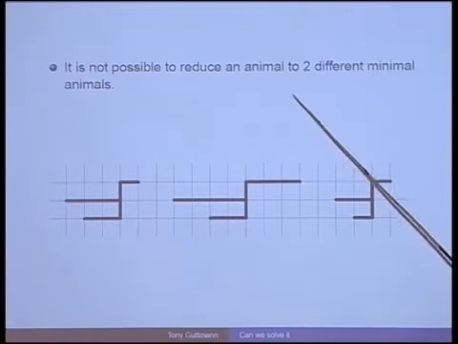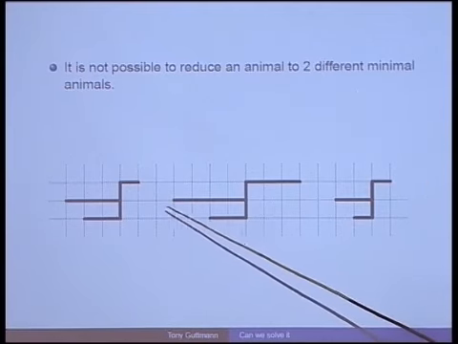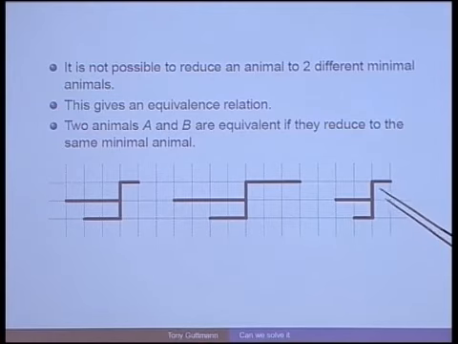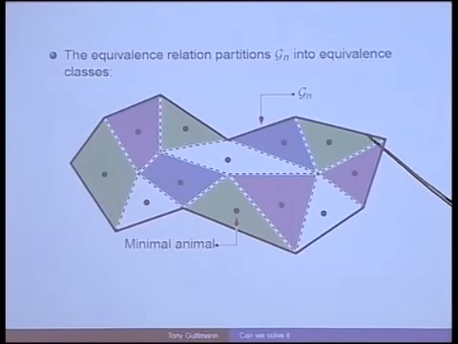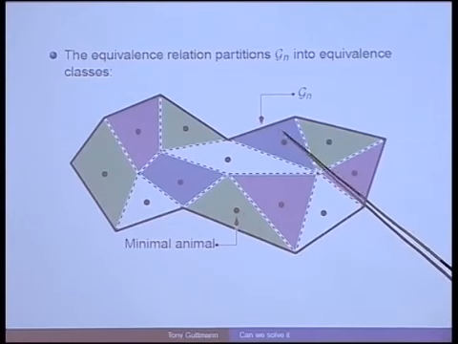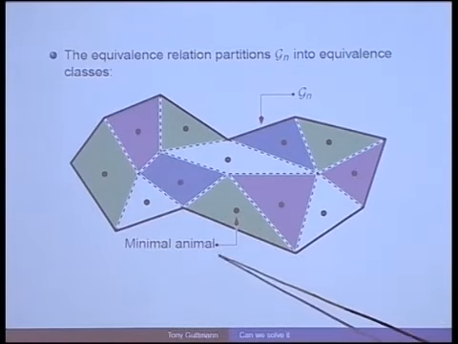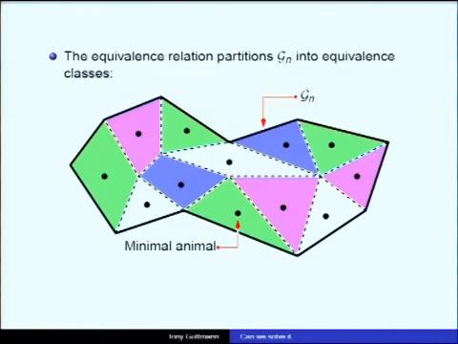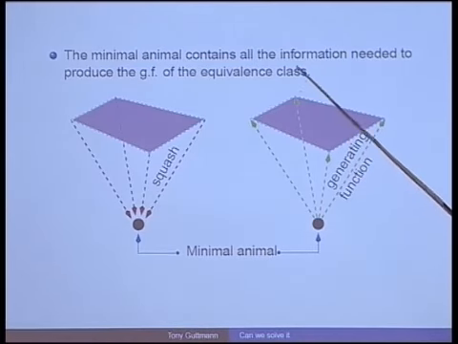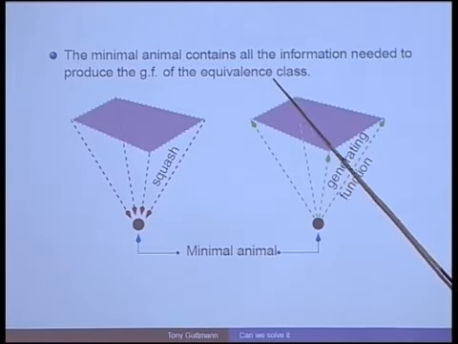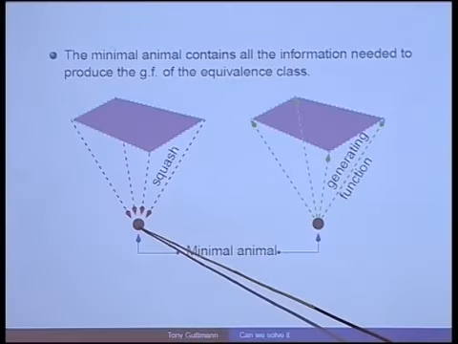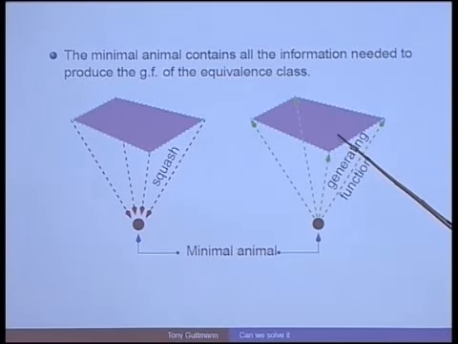Also, it's not possible to reduce an animal to 2 different minimal animals. All these reduce to the same animal. This gives an equivalence relation. 2 animals A and B are equivalent if they reduce to the same minimal animal. And the equivalence relation partitions Gn into equivalence classes, where for Gn we have a bunch of different pieces corresponding to the different minimal animals that occur within Gn. We'd have 16 of these pieces in the case of G1. We'd only have 1 in the case of G0. So the minimal animal contains all the information needed to produce the generating function of the equivalence class. We can squash our set of animals down to minimal animals. We can take our minimal animals and expand them out and recover the generating function.